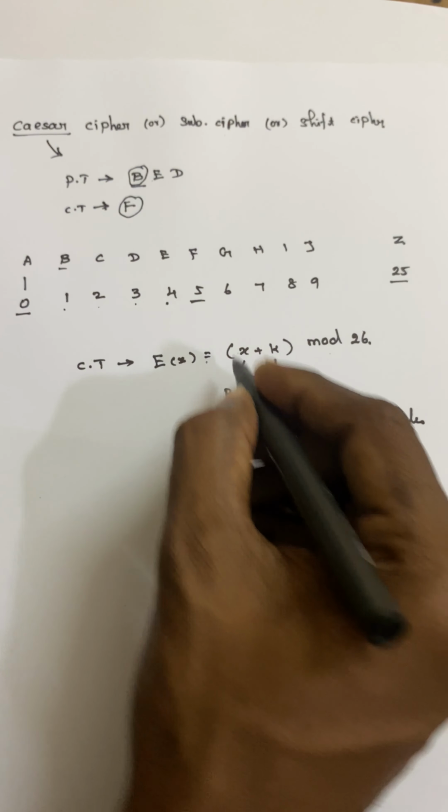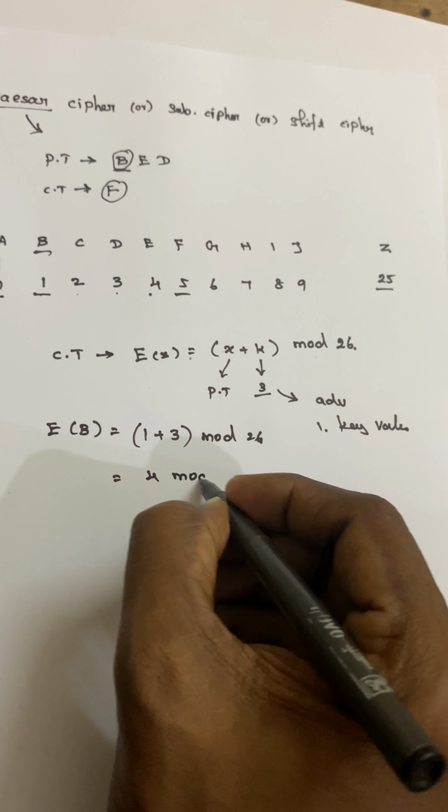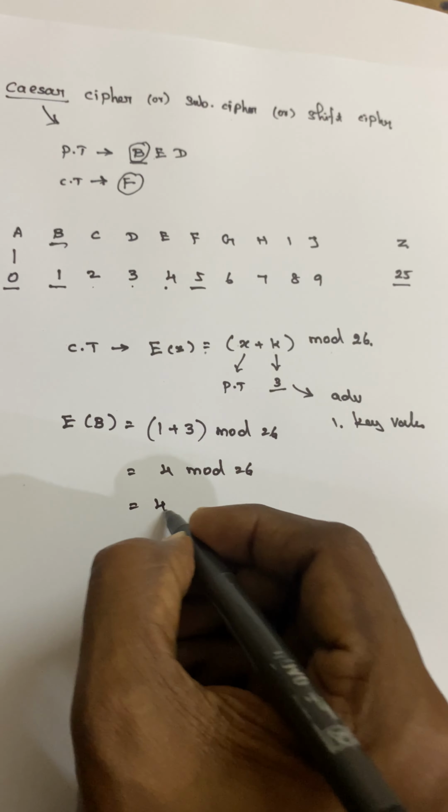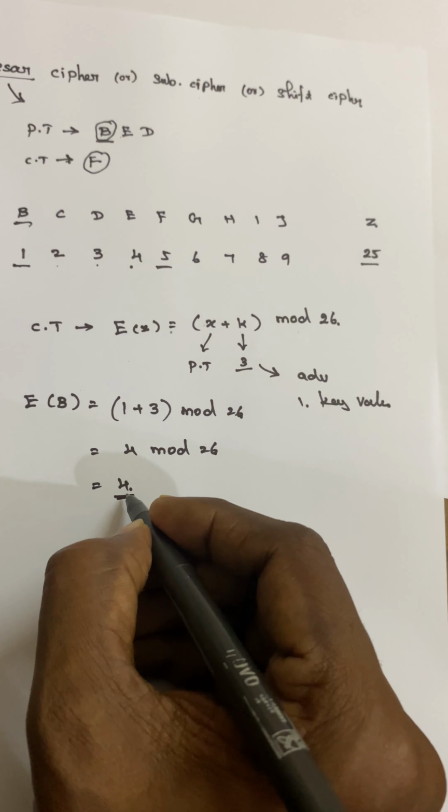And for the plain text, here you can take B. Let me work it out. If I want to encrypt the letter B, what is the value of B? Here it is 1. So 1 plus the k value 3, we already know it because that is our algorithm. So 1 plus 3 mod 26. Finally we have 4 mod 26. So 4 mod 26 will be 4. It is not more than 26, so you don't need to do any operation over here. The final value will be 4.